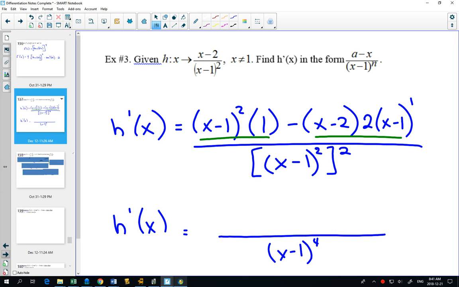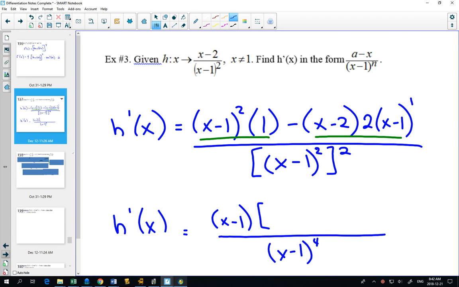Okay? And if you look at those two terms, can you see that they have an x minus 1 in common? Factoring out a common factor is very helpful in calculus for simplifying. So noticing that those two terms in the top have an x minus 1 as a factor, and the fact that I have x minus 1s in my denominator, I'm going to factor out that x minus 1.